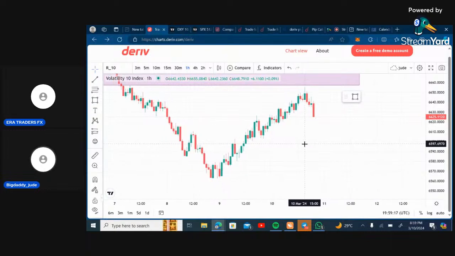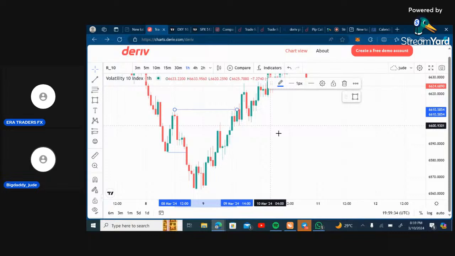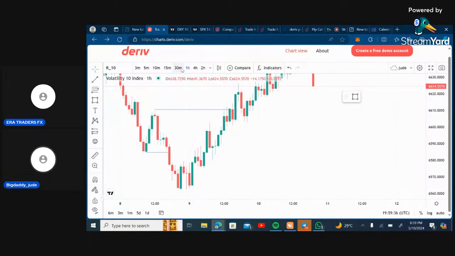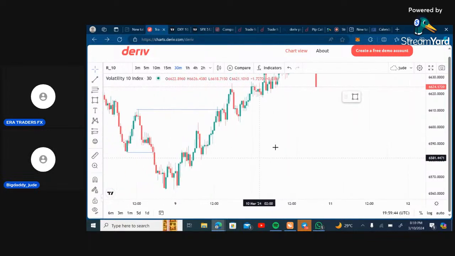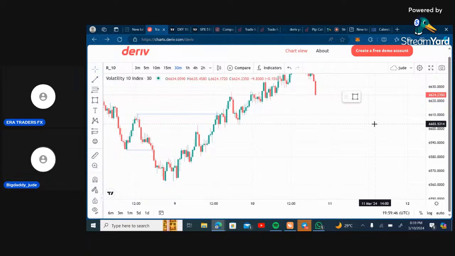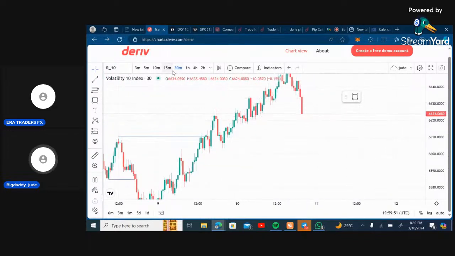So on this pair, we are seeing a massive push to the upside. We saw a sweep of a low here. Then we saw a sweep of this sell liquidity, and then we saw a change of character around the zone. So let me move over to the 30 minutes. Let me see how price has been moving. Okay, rapid push to the upside. Okay, let me go down to 15 minutes.